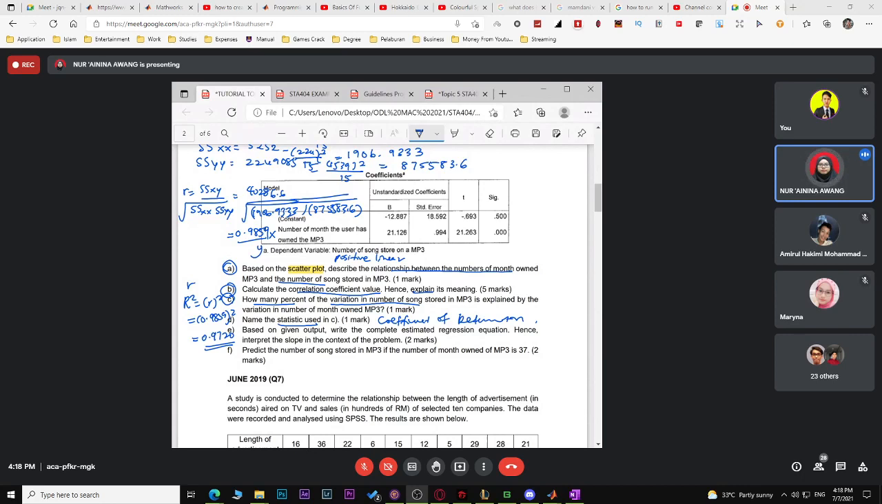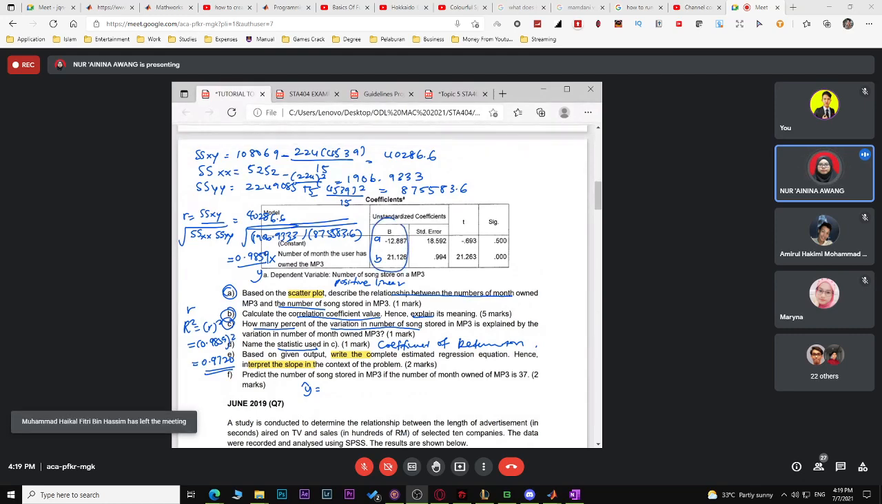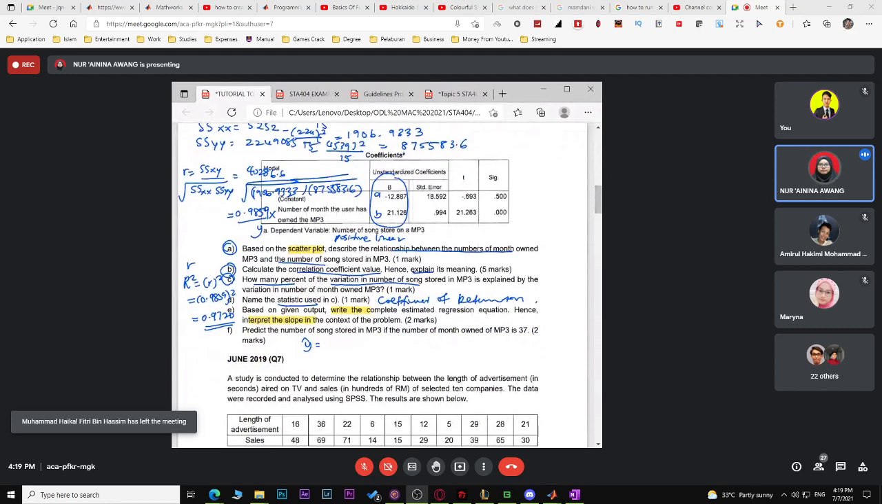So, there are two things. The first one, you need to write the estimated regression equation, and then the second one, you need to interpret the slope. So first you need to write, and then another one you need to interpret your slope. So, how to write your estimated regression equation? Since you already have the Minitab output, you already have the value for your A and also your B. Make sure you take it from this column. Okay, and then just substitute the value.